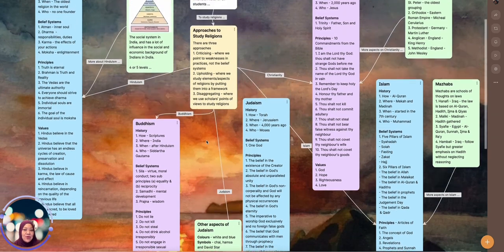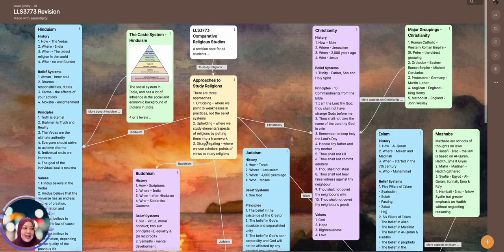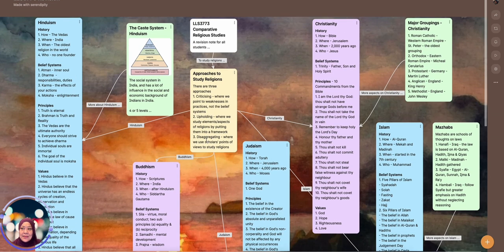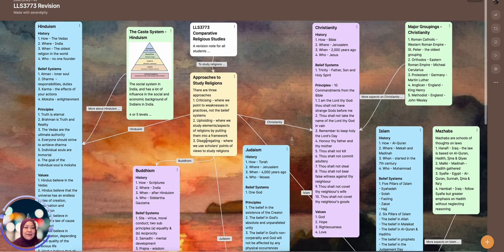Now let's move on to Christianity. So let us see. Okay, Christianity. So we have history, how, Bible, where, Jerusalem, and then we have when, 2000 years ago, or simply the 4th oldest religion in the world, who, Jesus. So let's have a look at the belief systems.